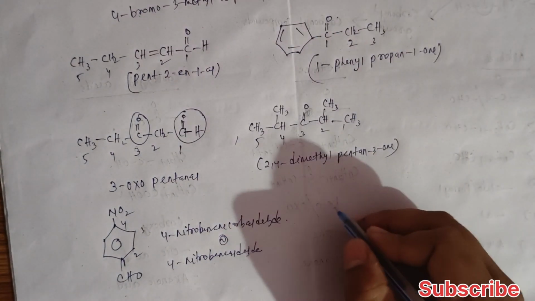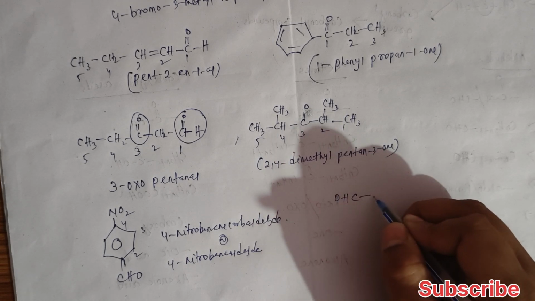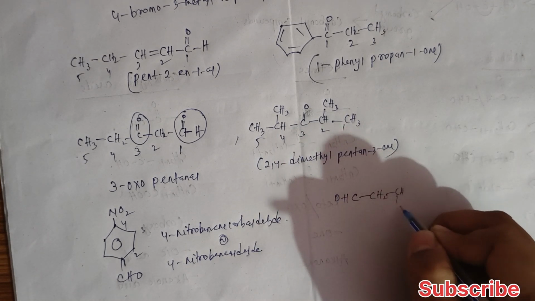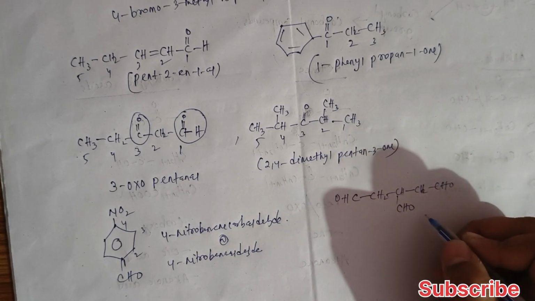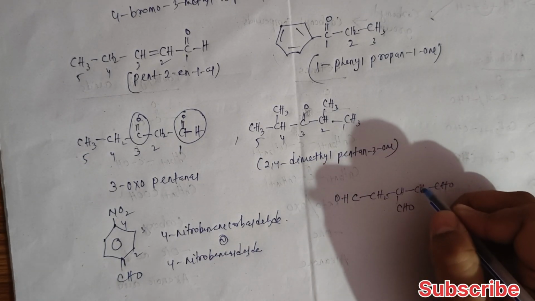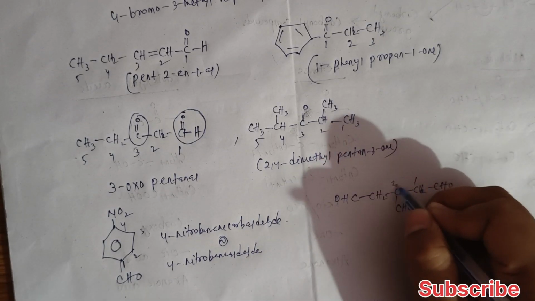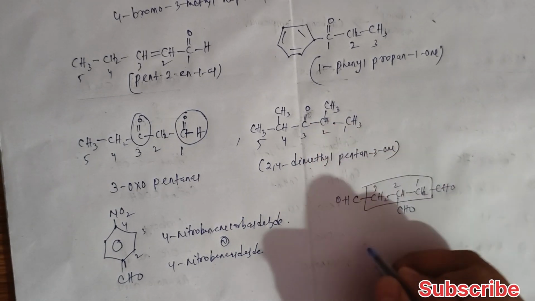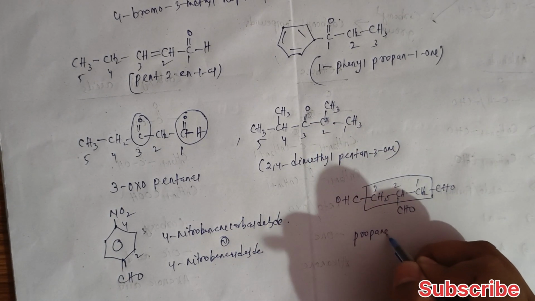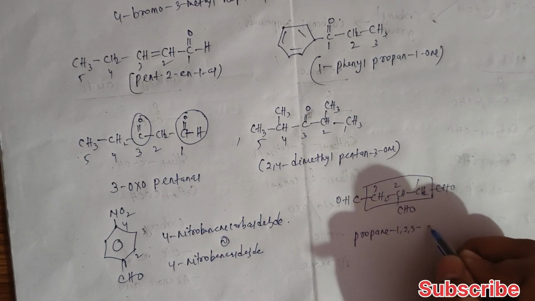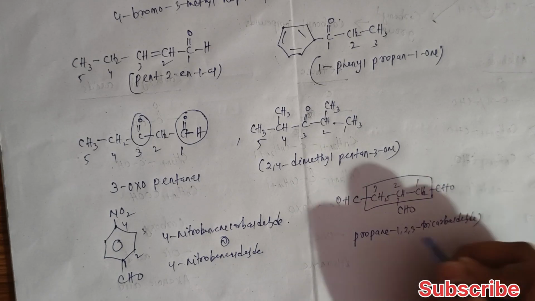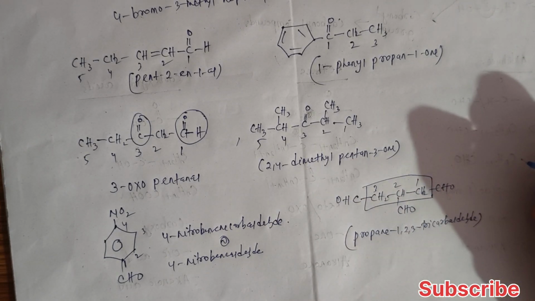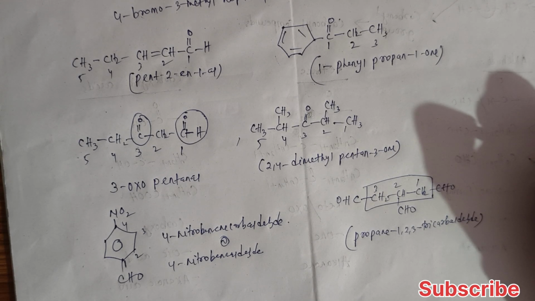Clear? If more than one CHO group is attached to any carbon atom, then what will be its name? Propane. This will be propane 1, 2, 3 tricarbaldehyde. Propane 1, 2, 3 tricarbaldehyde will be its IUPAC name.